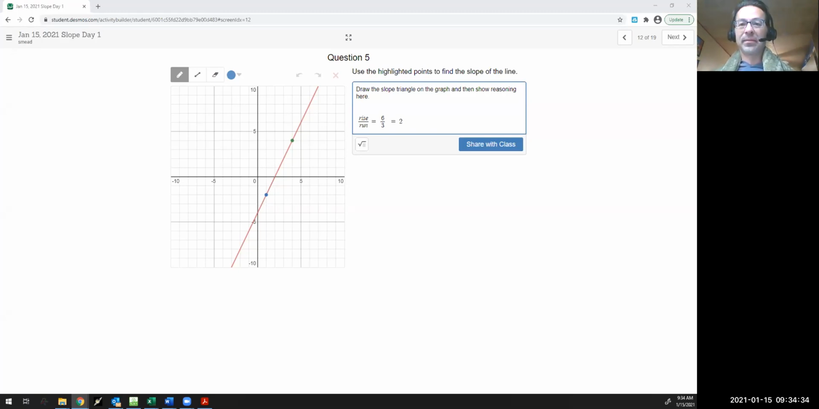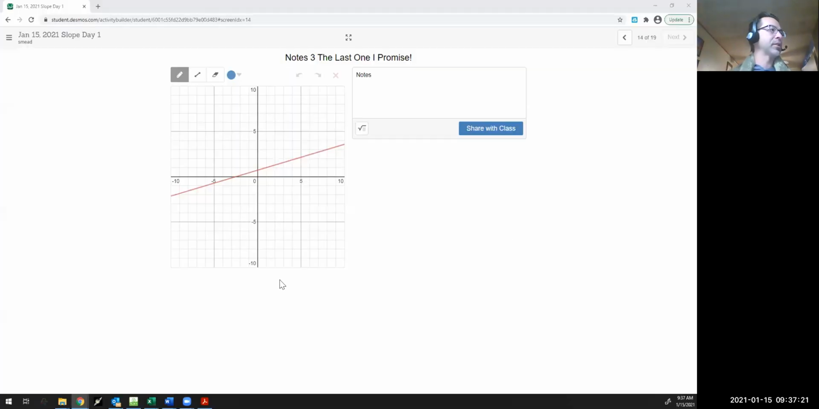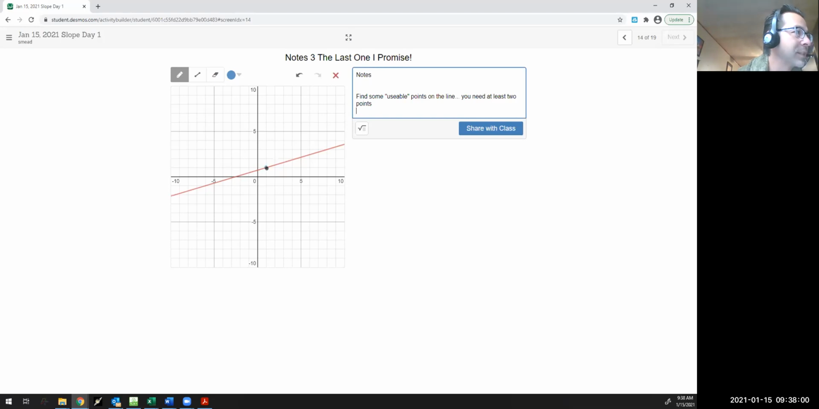Okay, so these are tougher. If there are no points on the line, first thing you have to do is find some usable points on the line. You need a minimum of 2, at least 2 points. That's it. Let me show you. It has to be exactly in the corner of a box. So here is one. See how it's right in the corner of the box? And then that one. Sometimes it's really difficult to see.